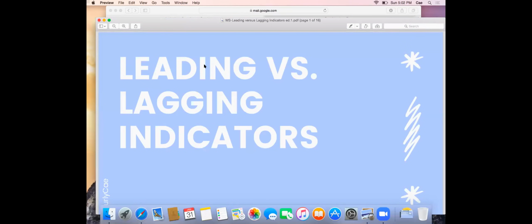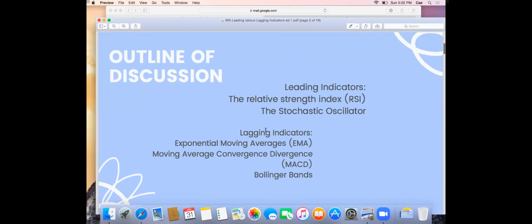All right, so let's go ahead and get started. We're going to have a hard stop in exactly 1 hour. Today, we are going to be discussing leading and lagging indicators. To begin, the leading indicators we're going to discuss today are the relative strength index, which you will hear referred to as the RSI. We also have the stochastic oscillator. The lagging indicators are going to include the EMAs, which are the exponential moving averages, the moving average convergence divergence, which is also known as the MACD, and then we're also going to discuss the Bollinger Bands.